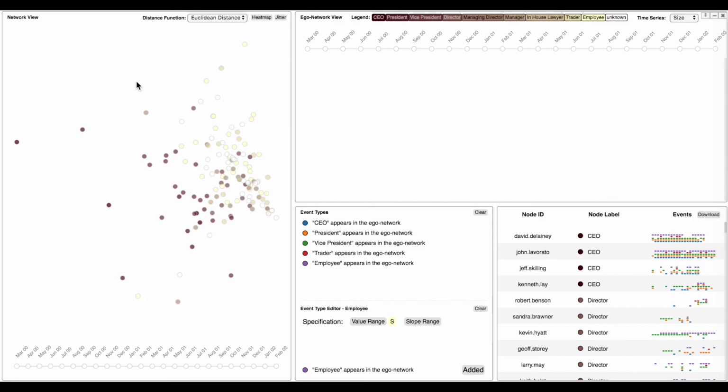A pattern of the upper half is that many ego networks have more red and purple pixels. This implies that many low-level employees communicate with more low-level employees such as traders.